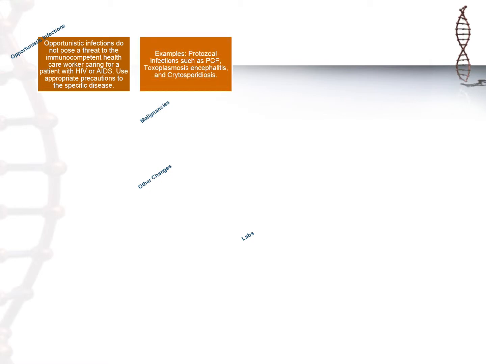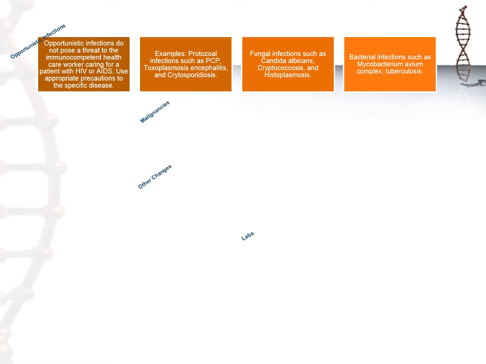A few examples could be protozoal infections such as PCP and toxoplasmosis encephalitis. A few fungal infections such as Candida albicans, cryptococcosis, and histoplasmosis. Then there are some bacterial infections such as Mycobacterium avium complex and tuberculosis. Viral infections such as CMV, HSV, and VZV.